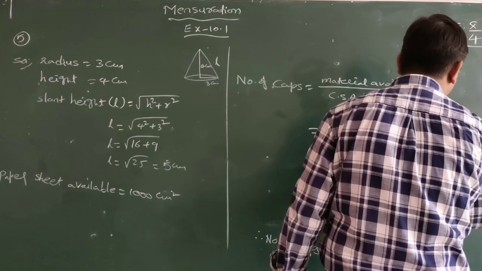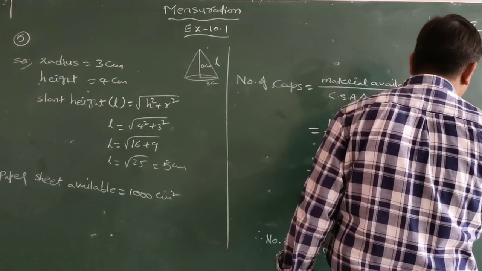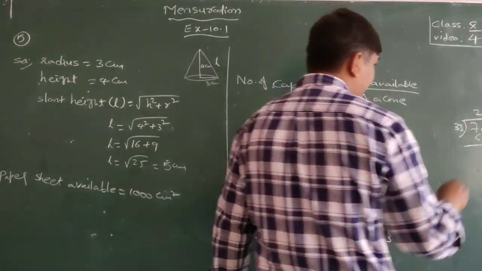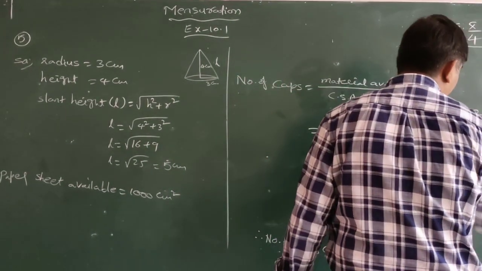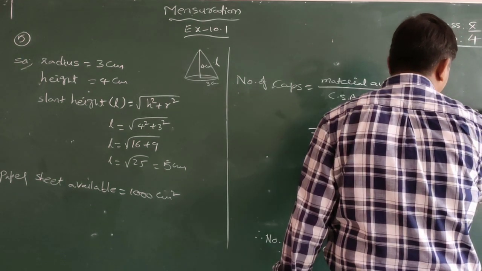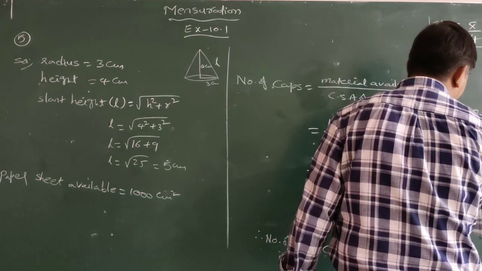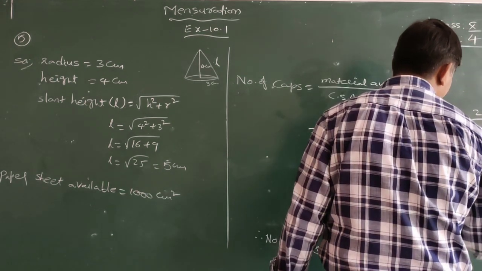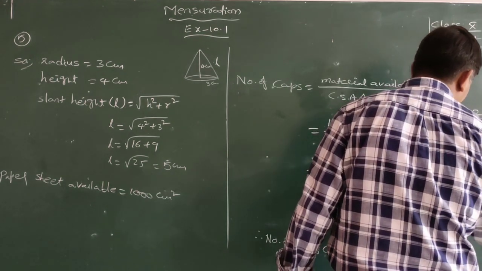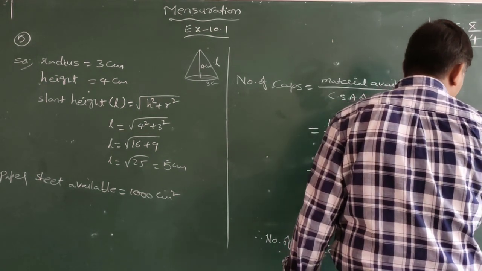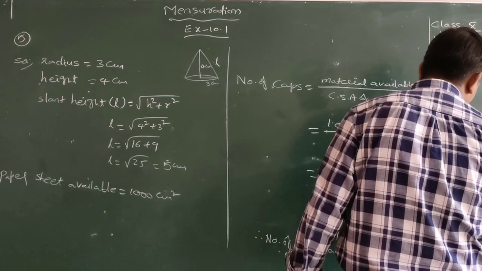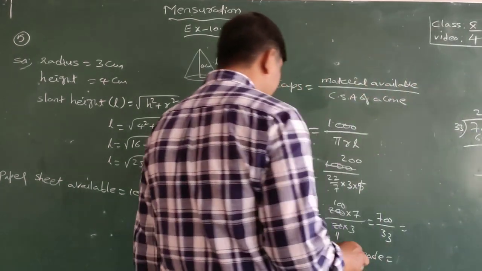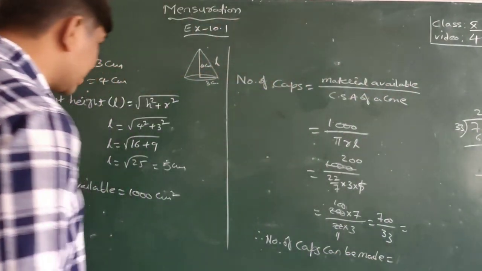700 divided by 33. 33 twos are 66. 10 minus 6 is 4, 0. 33 ones are 33. 10 minus 3 is 7. 4 3 minus 3 is 0. Sorry, 33 twos are 66. It continues. So still calculation mistakes are being made.